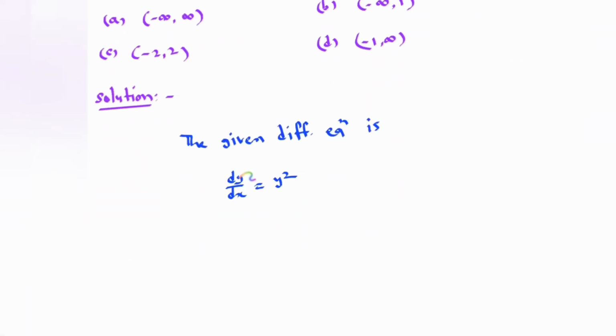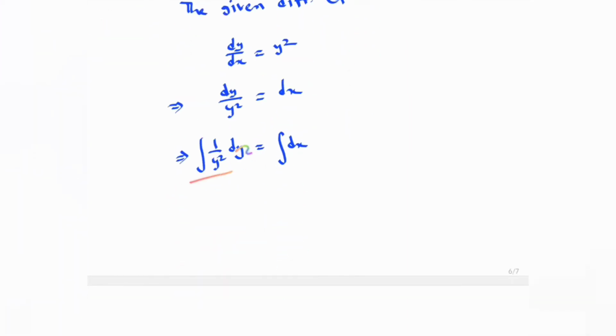The given differential equation is dy/dx = y², which is a first order differential equation, and it is separable in x and y. So we will separate the variables: dy/y² = dx. By integrating, it will be the integral of 1/y² dy equal to the integral of dx. So the integral of 1/y² is -1/y, and the integral of 1 is x + c, where c is the constant of integration which needs to be determined.